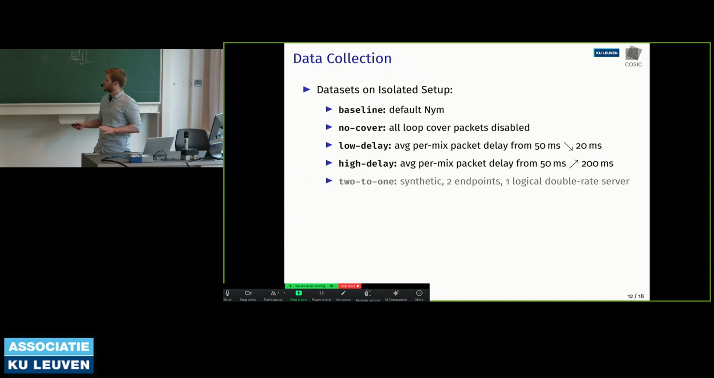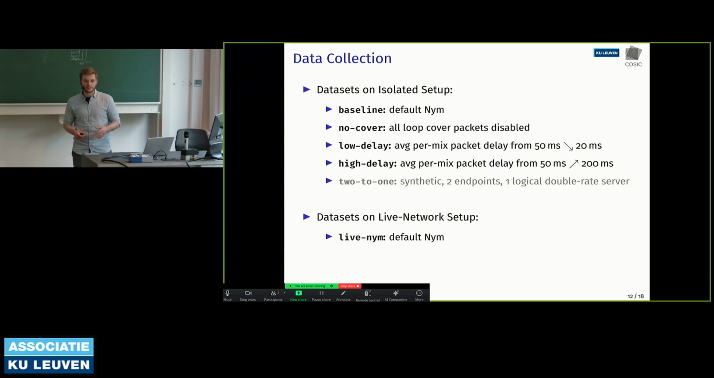And then I'm not going to go into any detail for the last one, but just for completeness, the last one is called 2-to-1. And on the live network setup, we collect one more data set called live NIM, which is basically baseline, so default NIM, but now on the real deployed network.